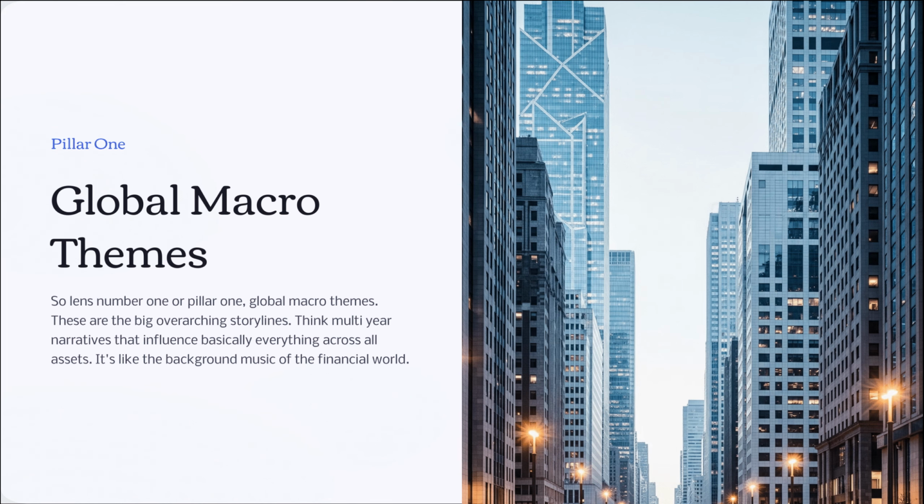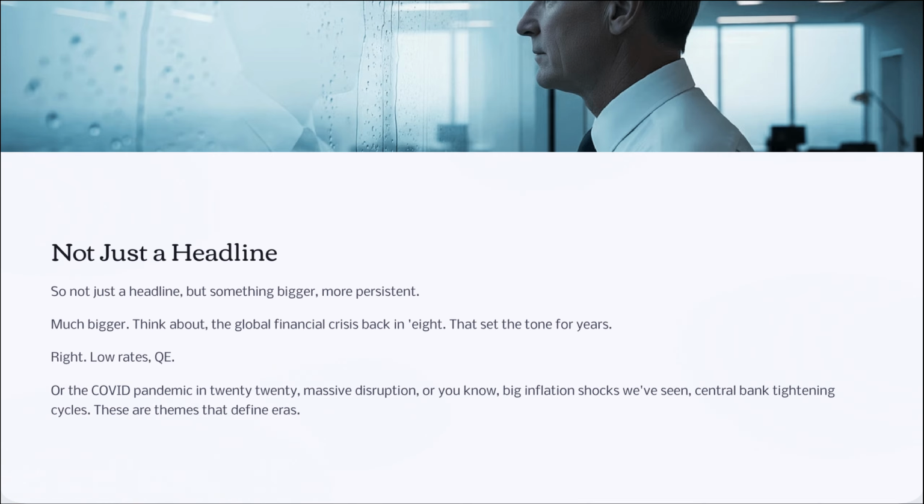So lens number 1, or pillar 1, global macro themes. Yep. These are the big overarching storylines. Think multi-year narratives that influence basically everything across all assets. It's like the background music of the financial world. So not just a headline, but something bigger, more persistent. Much bigger. Think about the global financial crisis back in '08. That set the tone for years. Right. Low rates, QE. Or the COVID pandemic in 2020, massive disruption. Or these big inflation shocks we've seen, central bank tightening cycles. These are themes that define eras.